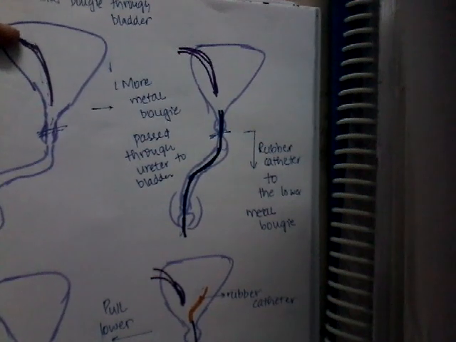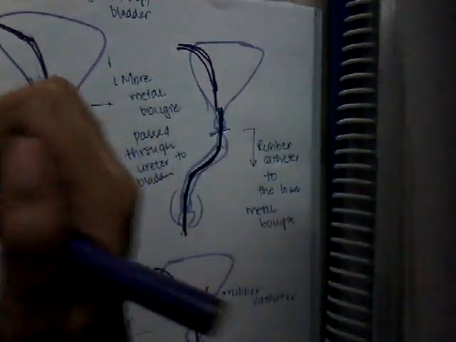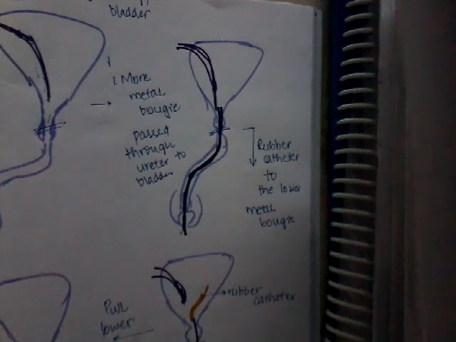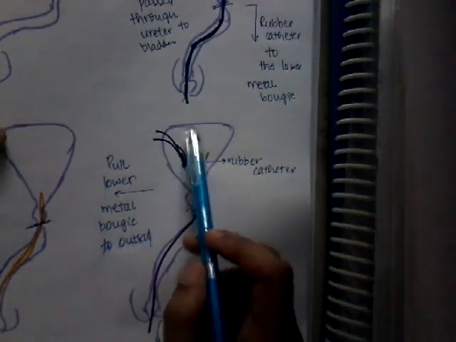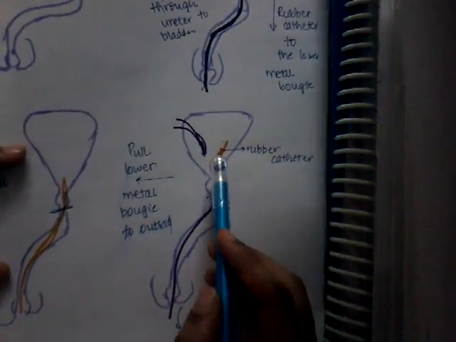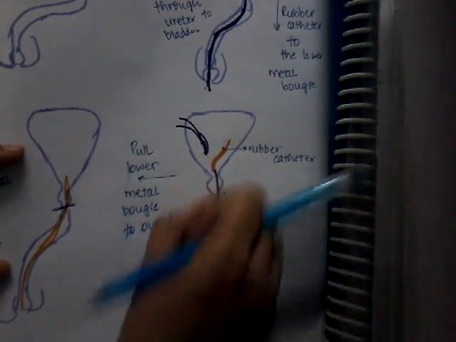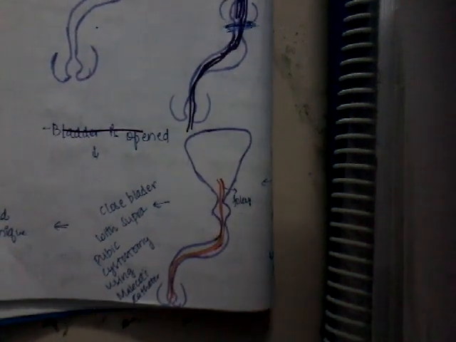These two metal bougies should meet with each other, and then the lower metal bougie should reach the bladder. Through this lower metal bougie, you will attach a rubber catheter from above, because we have opened the bladder. Once we attach the rubber catheter, we pull it down, and the rubber catheter aligns this way. With the help of the rubber catheter, you now pass a Foley's catheter through it.